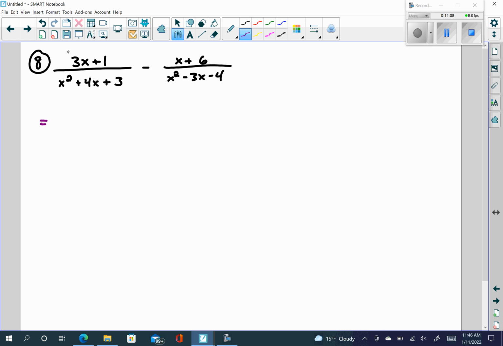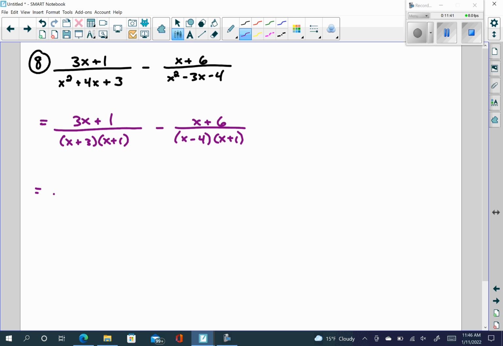All right, very similar for number 8, but now we have more up top in our numerator than just a 1. So just as I started the last problem, I want to start by factoring our denominators. So this denominator will factor into an x plus 3 times the quantity x plus 1. We'll get a 3x and a 1x on the outside and inside to give us our 4x and then a positive 3 at the end. Over here, we'll have an x minus 4 and an x plus 1. 1x minus 4x will give us our minus 3x in the middle.